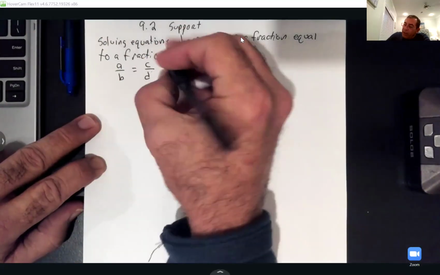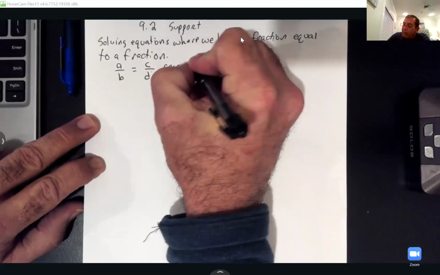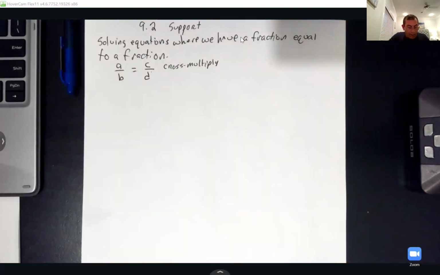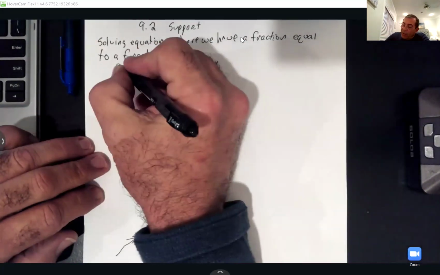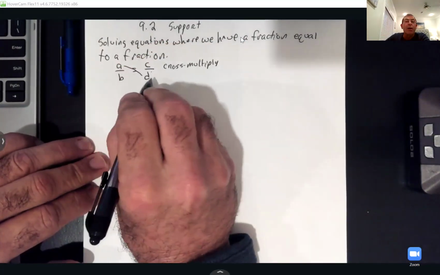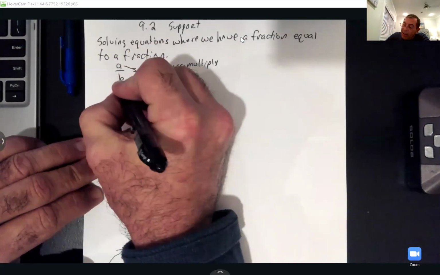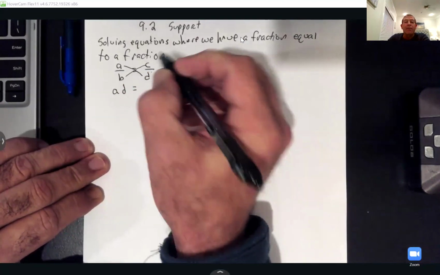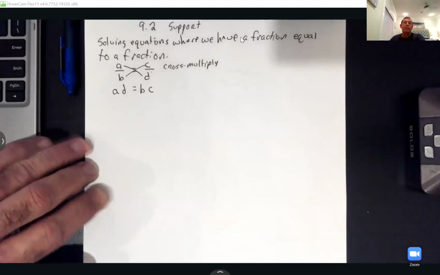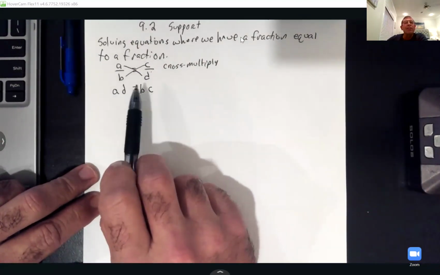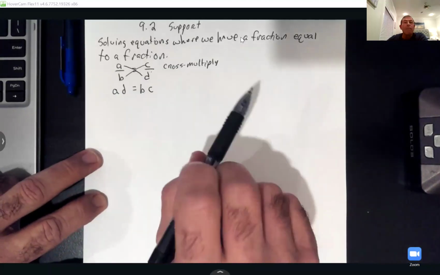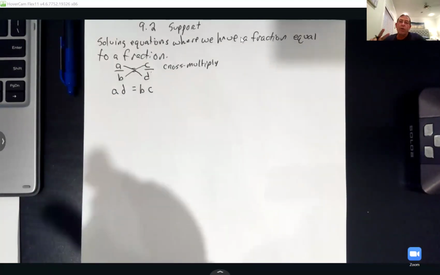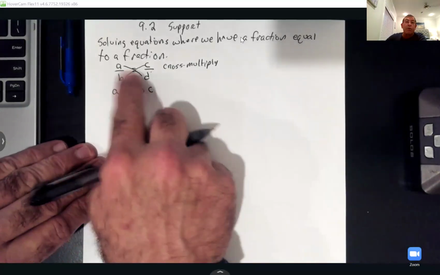our first step is to do what we call cross multiply. So that means I'll take the top of one side times the bottom of the fraction on the other side. So I'll get A times D. That'll equal the bottom of this fraction times the top of the second fraction, which will give me B times C. So I cross multiply to get rid of the fractions, and then I will solve for the variable. So two of the problems that we start with are going to deal with this principle right here, okay?